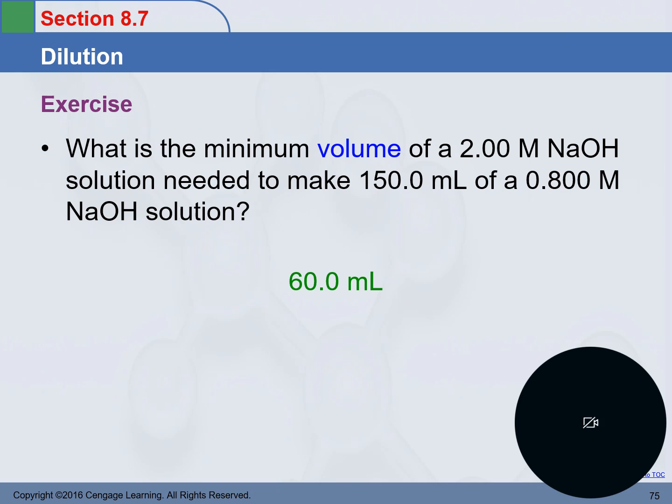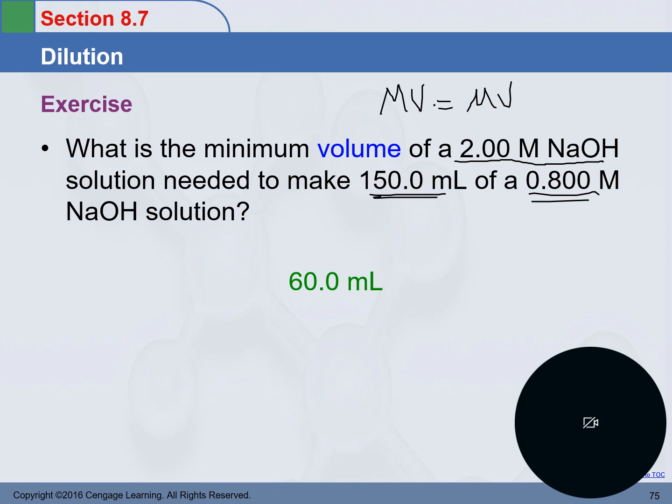Here's another exercise dealing with the dilution equation. So again, I'll write it. In this case, what's the minimum volume of this stock solution needed to make 150 milliliters of a 0.800 molar NaOH solution? So these two things are linked. I don't care which side of the equation you put them on as long as they are linked.